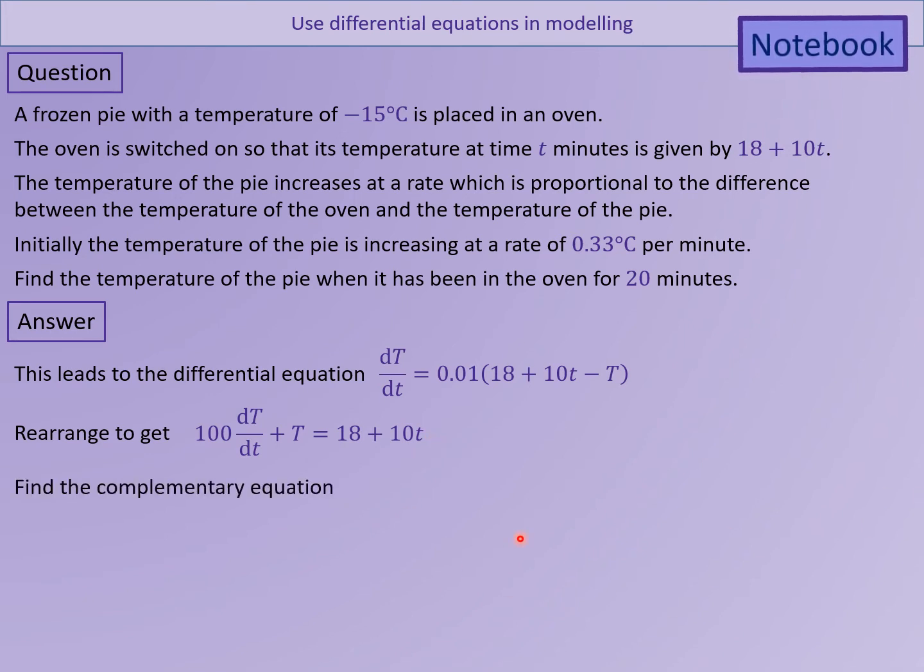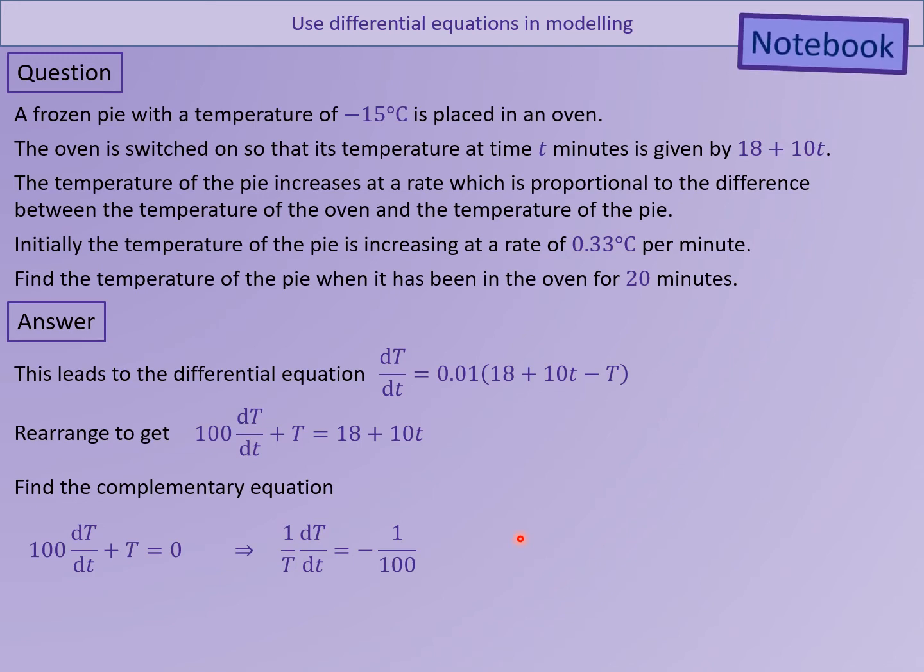So the first bit, the complementary function or complementary equation, can be worked out by just setting it equal to 0. Now if it's equal to 0, then I can just rearrange and I'm trying to separate out the variables. So I've got 1 over capital T equals minus 100. I'm sure you can rearrange and see where that comes from. And you might want to pause here and just finish it off yourself anyway.